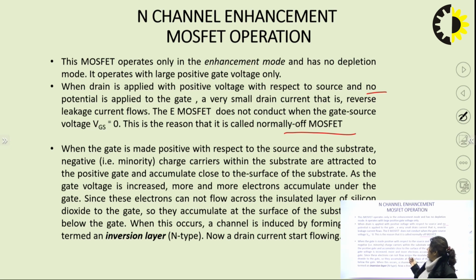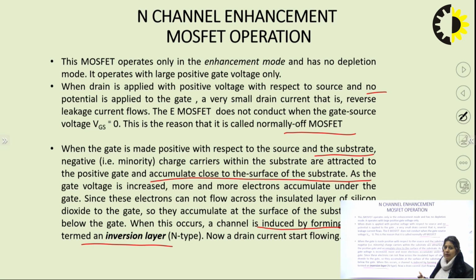Second point, when the gate is made positive with respect to the source and the substrate, that is negative, minority charge carriers within the substrate are attracted towards the positive gate and get accumulated close to the surface of the substrate. As the gate voltage is increased, more and more electrons get attracted towards the gate, and these electrons will obviously form a channel between the N type source and the drain. When this occurs, a channel is induced by forming what is termed an inversion layer. This is the N type layer which is formed between the source and the drain. So now a drain current starts flowing. Whenever the channel is formed, only in that case the drain current will start flowing.